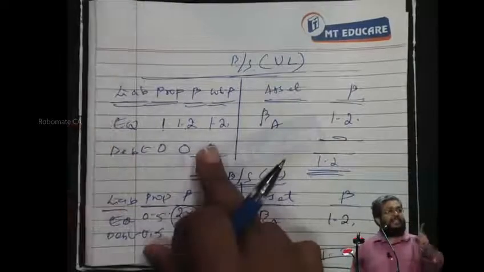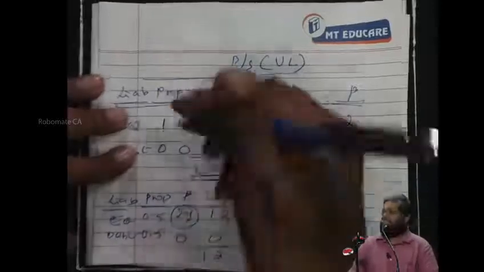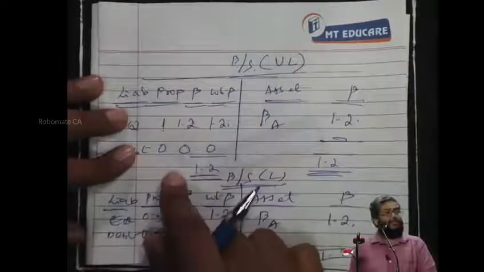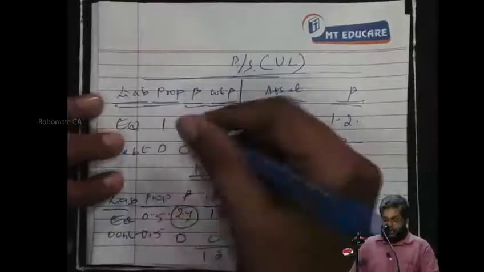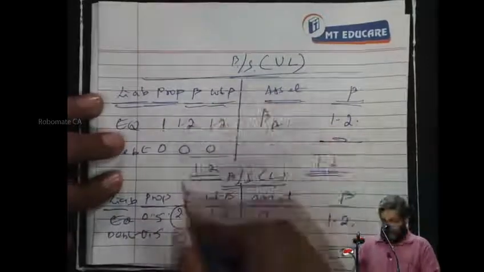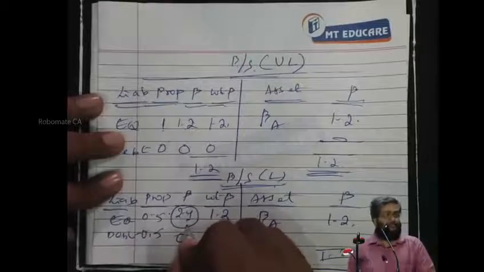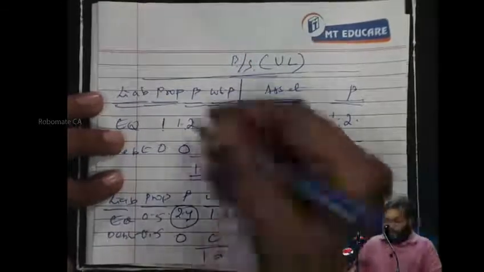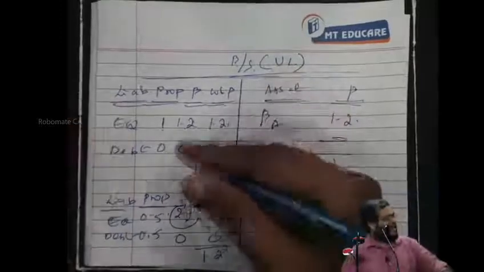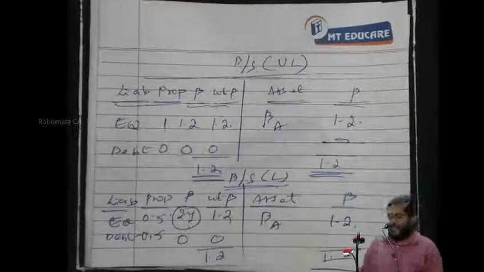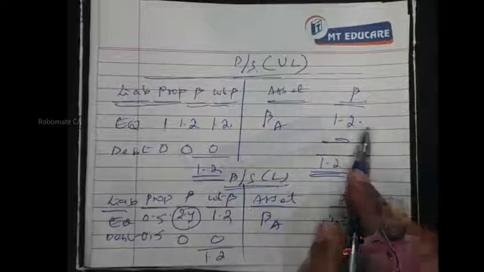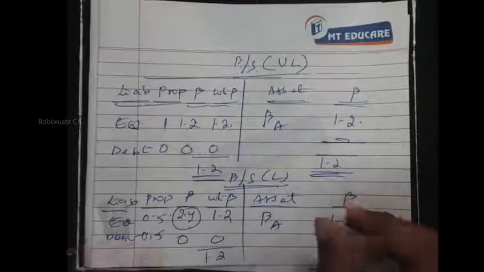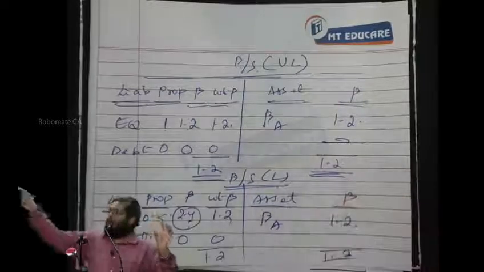If you are a shareholder of an unlevered company, your risk is 1.2. If the same company is levered, your risk becomes 2.4. Because here I have only the business risk to contend with, and there I have business as well as financial risk. Right or not? Yes or no? Now, in both cases, the source of the risk is the business. The source of the risk is the asset beta. Asset beta is called source beta.